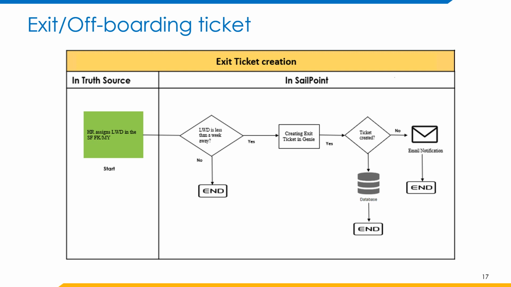Then if the ticket is created successfully, details of the ticket like work order ID, request ID, creation date and summary are fetched from Genie using get a specific work order details API. And then these details are added in the Genie tickets table of the database. And then if the ticket creation fails for some reason, then the email notification regarding Genie joiner ticket notification will be triggered.